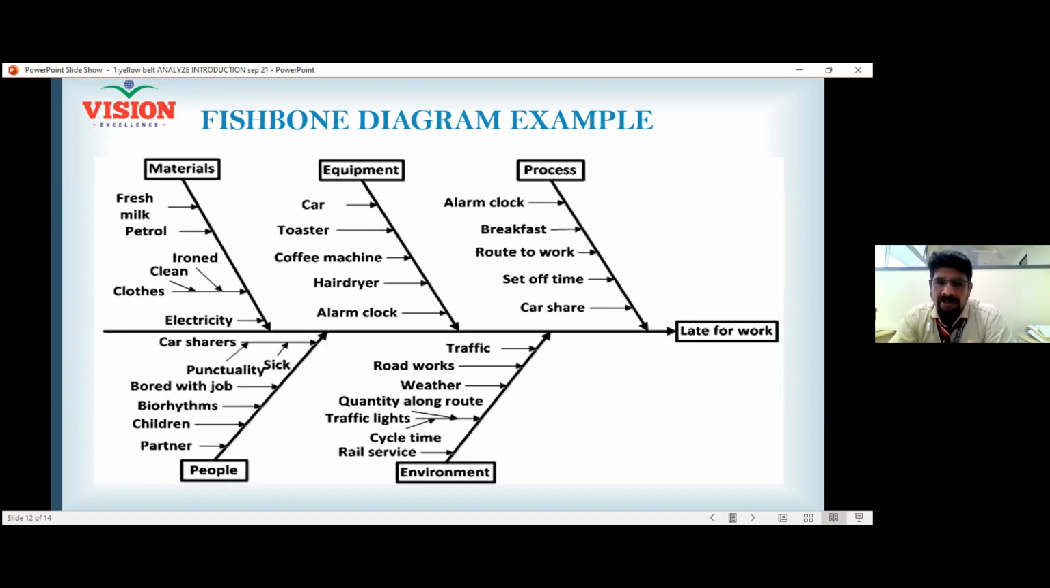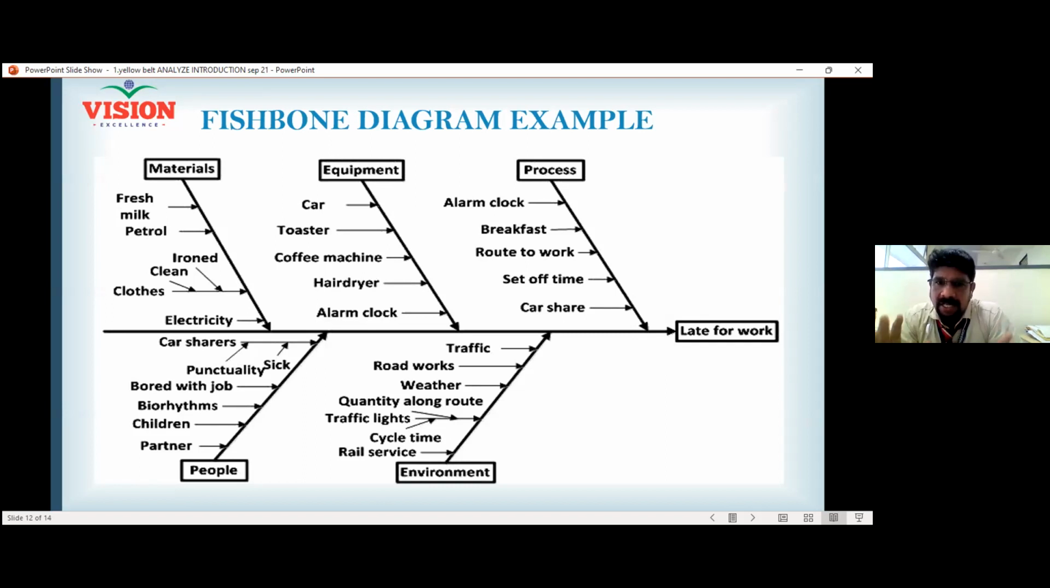For example, if you are going to office, you will be facing traffic lights, traffic, bad weather, poor road quality, and a railway gate blocked in between. So all the possible cause factors which may be a reason for the problem are listed here.